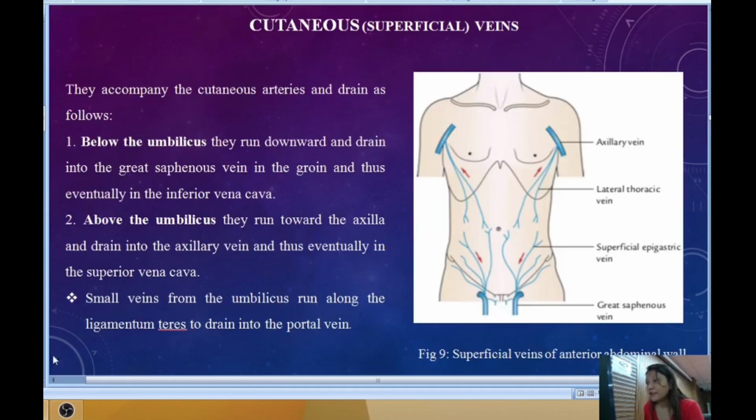Kindly respond. Below the umbilicus, the direction of the flow will be which side? Downwards. And it will drain ultimately where? Superior vena cava or inferior vena cava? Inferior. It will drain into the great saphenous vein, and the great saphenous vein will drain into the inferior vena cava. Above the umbilicus, the direction of the arrow is upward, and it will drain into the superior vena cava. From the axillary vein, it will go to the superior vena cava.